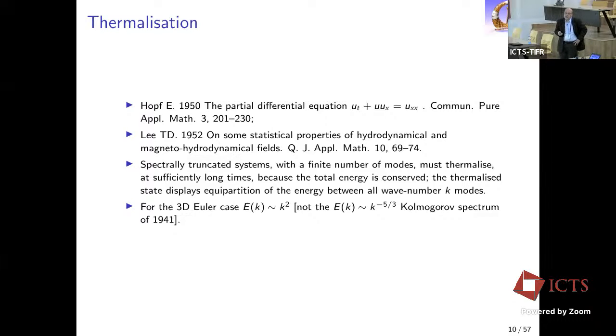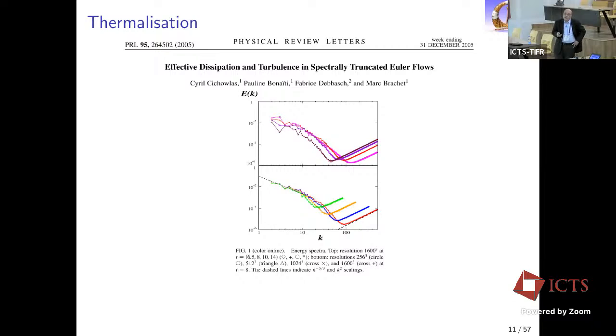And this you have learned already in Mark's talk, that in the 3D Euler case, thermalization would show up as an energy spectrum where the energy goes as k squared and not as k to the minus 5/3 as in the celebrated Kolmogorov phenomenology. So this was a mystery.